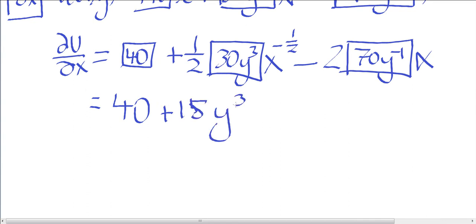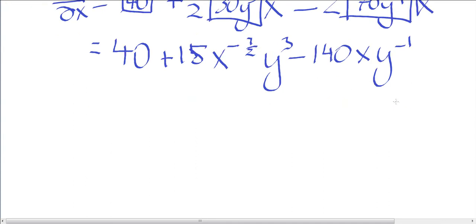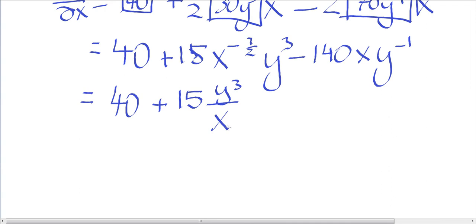Y cubed x to the minus a half. And what I'm going to do as well, I'm going to keep everything in alphabetical order. There's no harm. So I'm going to put the x to the minus a half first, and then the y cubed there. Okay, and again, I'm going to keep alphabetical order. 2 by 70, go with the calculator, you'll get 140 x y to the minus 1. And if you want to, but you don't have to, any negative power, we're going to put that letter back to the bottom. So what I'll be left with here is 15y cubed on the top and x to the plus a half on the bottom.